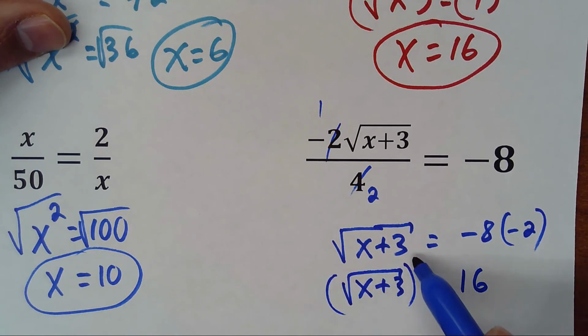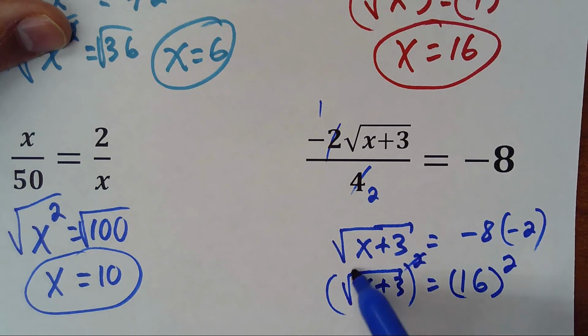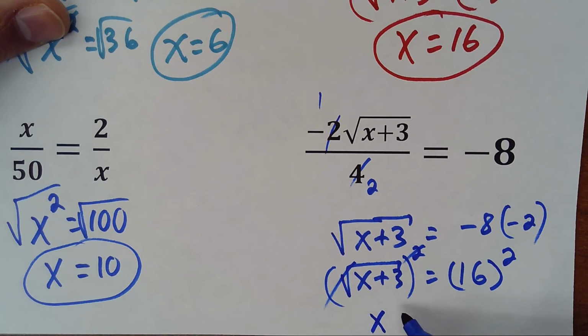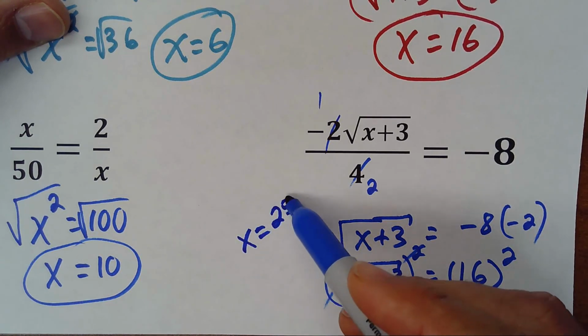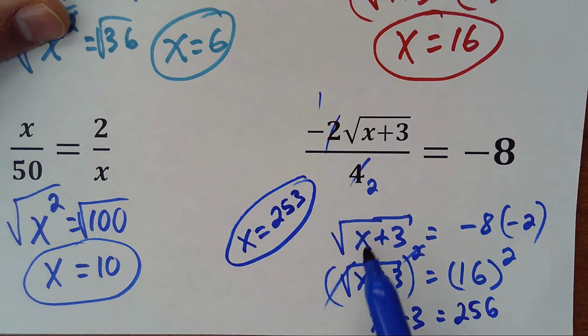Now I square here and I square here. This simplifies with this, and I have x plus 3, and 16 times 16 is, let me just confirm, make sure I did it correctly. Yes, 256. We subtract 3 and that will be 253. That will be the final answer: 256 minus 3, x equals 253. Okay, and that's the answer for this exercise.